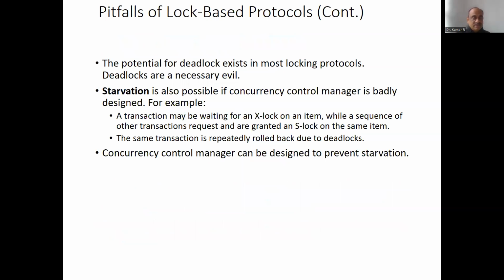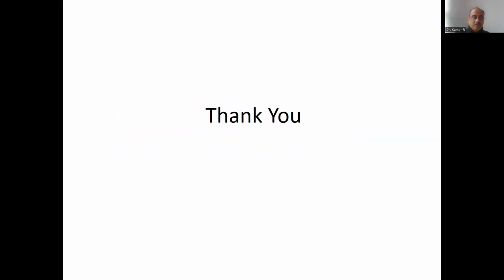Another problem is starvation. Starvation is waiting for a lock but never getting the item at all. Starvation is possible if the concurrency control manager is badly designed. For example, a transaction may be waiting for an X lock on an item, while a sequence of other transactions are granted locks on the same item. Also, the same transaction may be repeatedly rolled back due to deadlocks. When you keep rolling back again and again, the transaction will not complete at all, which leads to starvation.